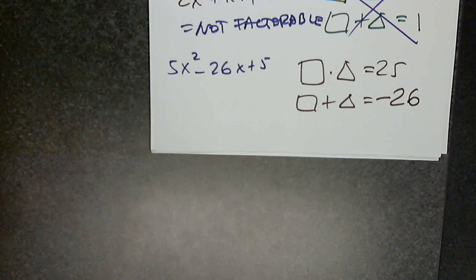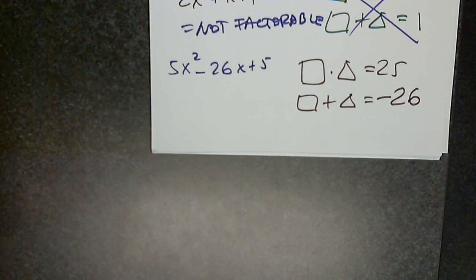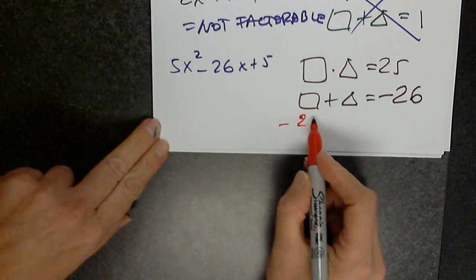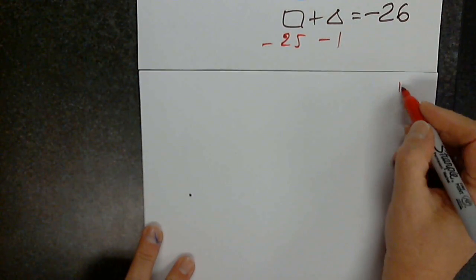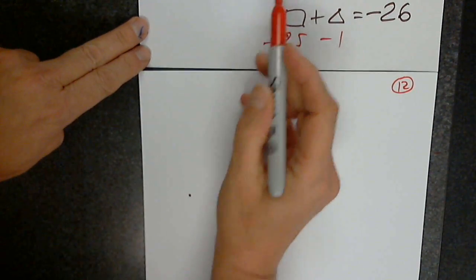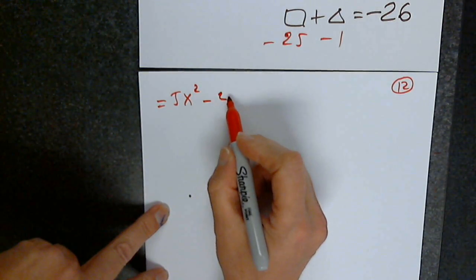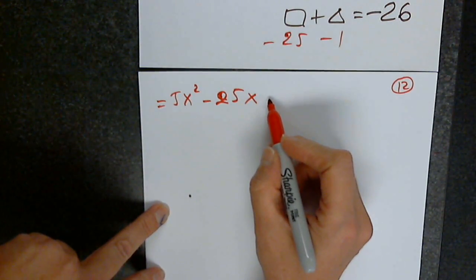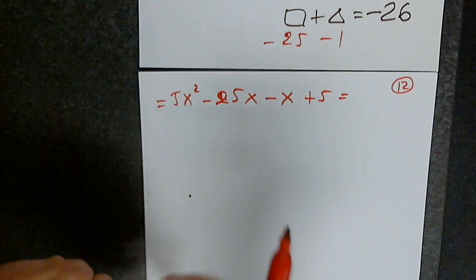If the product is positive, both have to have the same sign, either both positive or both negative, to get a positive product. But since the sum is negative, they both must be negative. Negative 25 and negative 1. So therefore, you will tell me how to rewrite the trinomial. 5x squared minus 25x minus x plus 5. Excellent.